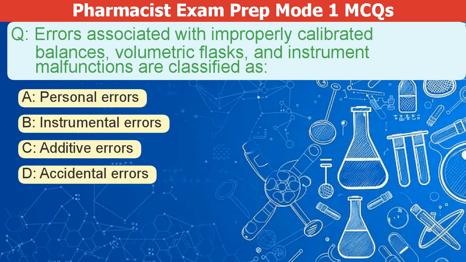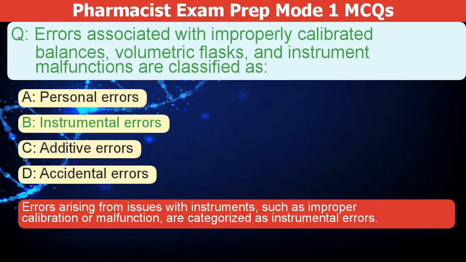Errors associated with improperly calibrated balances, volumetric flasks, and instrument malfunctions are classified as A. Personal errors. B. Instrumental errors. C. Additive errors. D. Accidental errors. The correct answer is B. Errors arising from issues with instruments, such as improper calibration or malfunction, are categorized as instrumental errors.